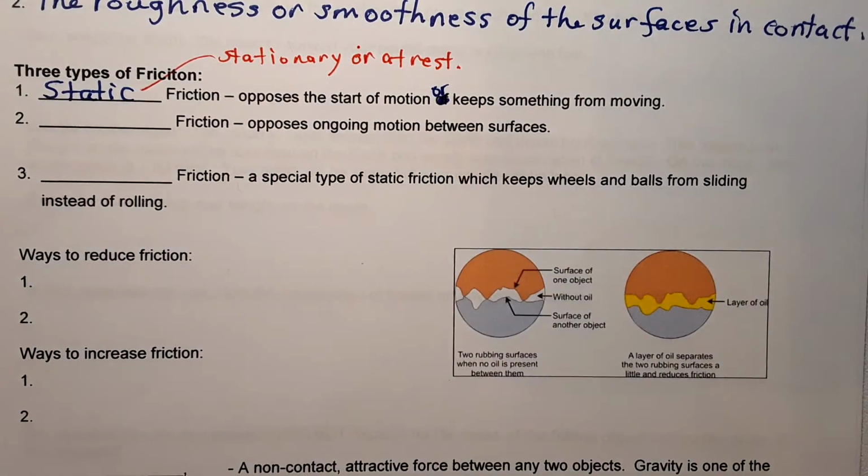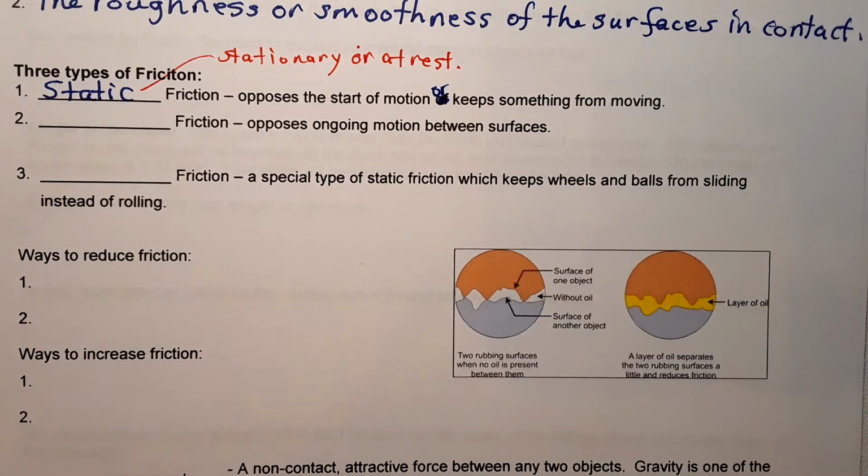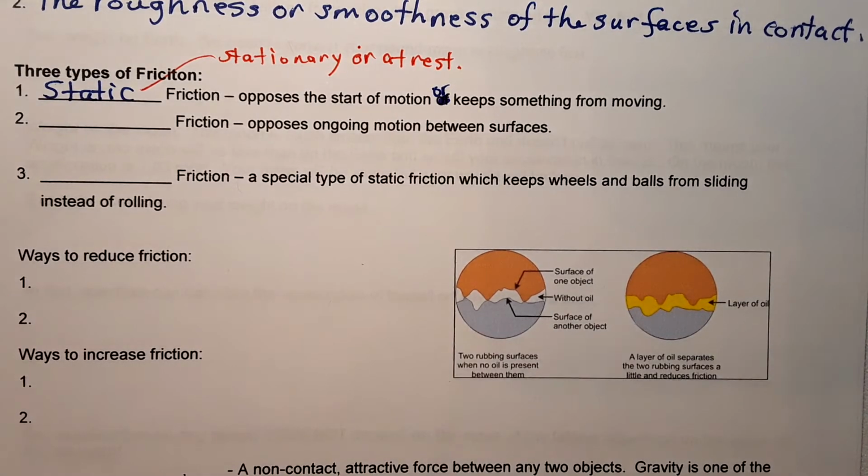How many of you have ever had to help somebody push a broken down car off the road? Or maybe you've had to help your mom push a big piece of furniture aside so she could clean behind it or under it. Then you know what I'm talking about. To start the big object moving, it takes a lot more force than to keep it moving once it is moving. That's because you have to overcome static friction, which opposes the start of motion.